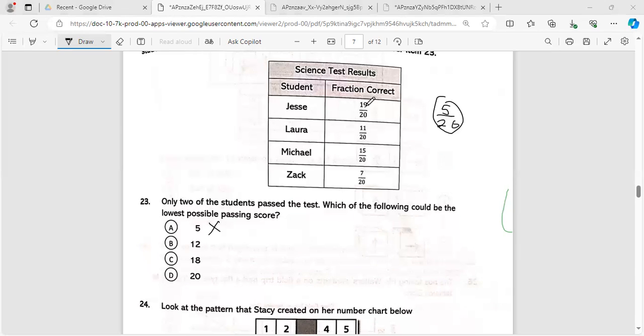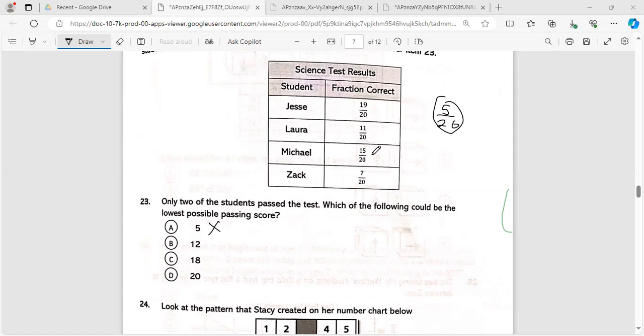And if it was 20, sir, nobody would pass. So the only suitable one there would be 12, because neither Michael nor Zach passed. Only Laura and Jesse passed. Sir, can Ian explain? Yes, sir, I agree with her. I think it should be B. Sir, may Ian explain why you think it's B? All right, go ahead.